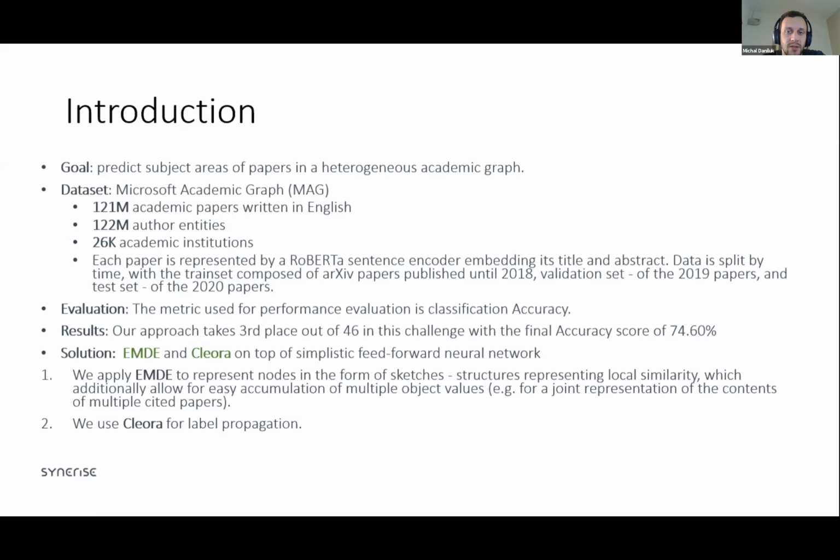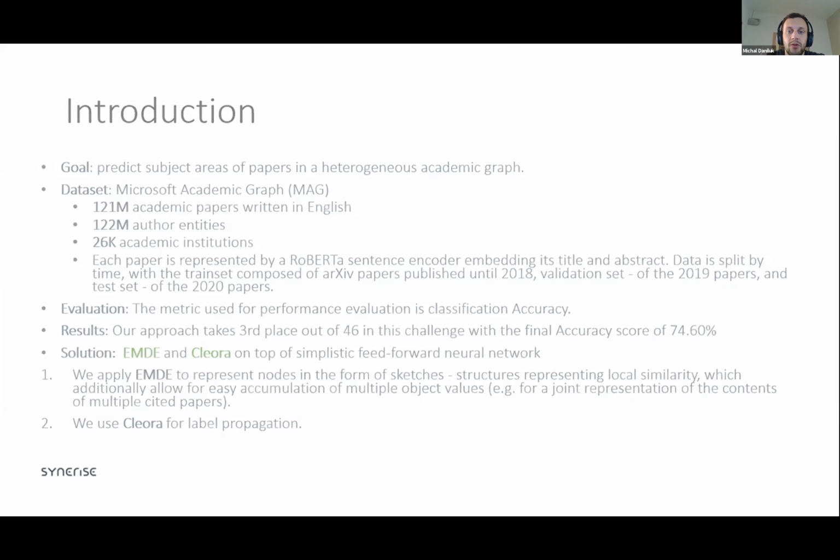We use MD to represent nodes in the form of sketches, which are histogram-like structures that represent density on multidimensional manifolds using locality-sensitive hashing. For example, you can represent all cited papers as a fixed size structure, which we called sketch. And the second method which we used is Cleora for label propagation.